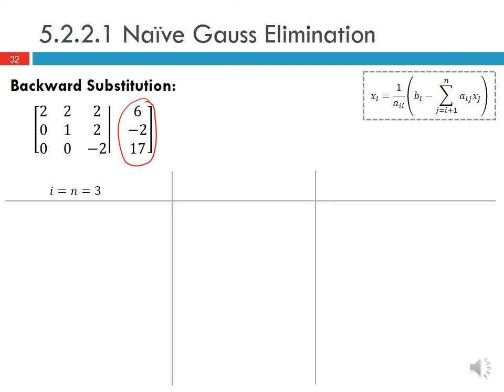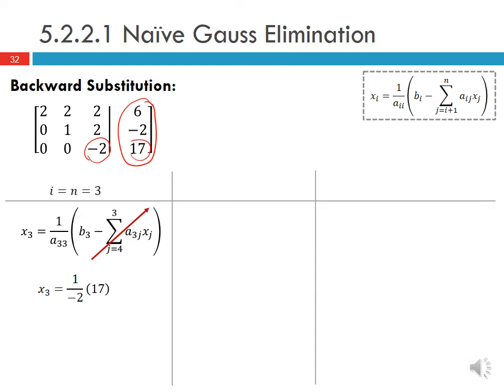So we start with i equal to n, so in this case, i is equal to 3, and we can use this expression here. So x3 is going to be 1 over a33 times b3 minus the sum, with j equals i plus 1, so that's 4, to n, which is 3 in this case. So the sum doesn't really come into play in the first equation. So x3 is just going to be 1 over minus 2 times 17. This is my aii is minus 2, and my bi is 17. So that means x3 is equal to negative 8.5.